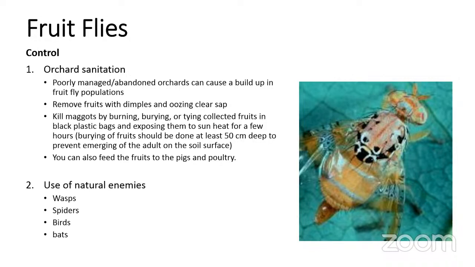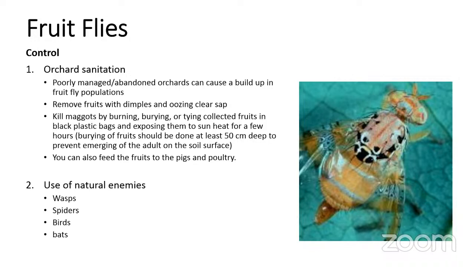The second one is the spiders. Spiders make cobwebs, and these trap the insects, including the fruit flies. So when you see the cobwebs in your field, please don't remove them. Those spiders will help you control the population of fruit flies.